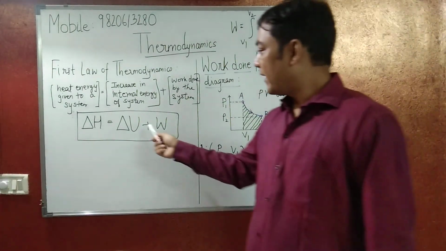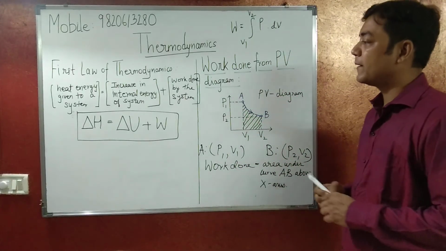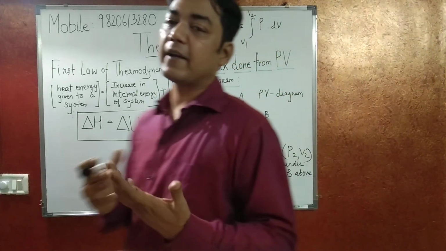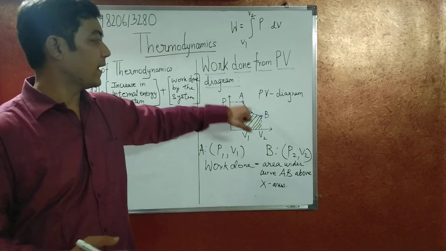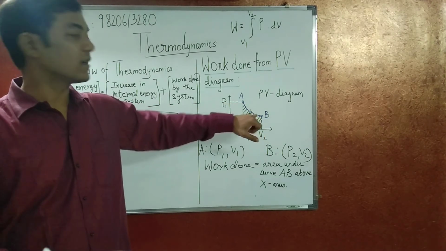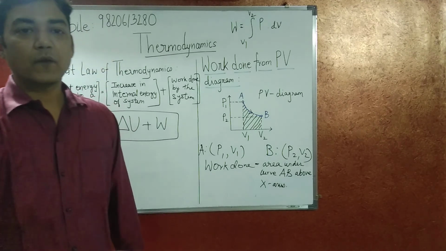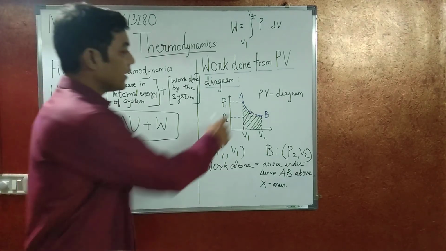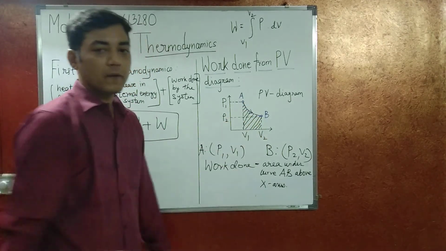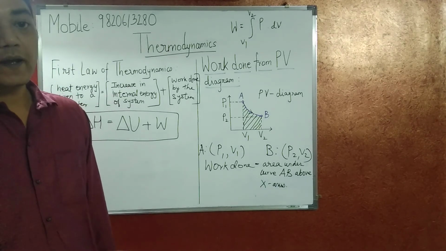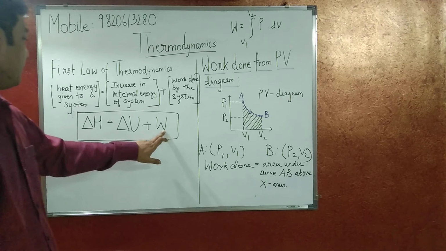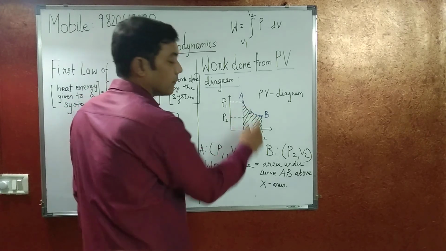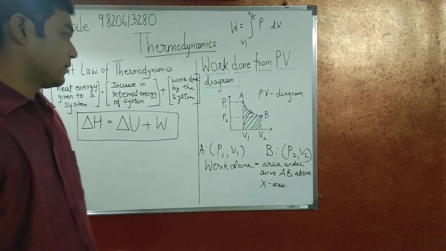Your internal energy U is what? It is a state variable. What do you understand by state variable? It depends only on the initial state and the final state. It does not depend on the path. Your internal energy is always a state variable; it is independent of the path of the process. But your work done and your heat energy are path variables. They depend on the path.